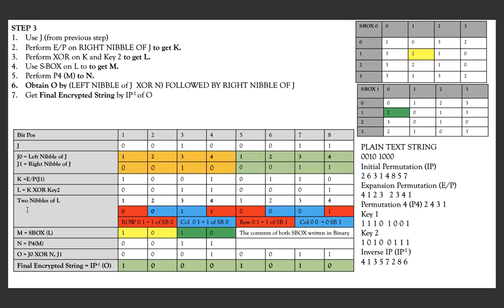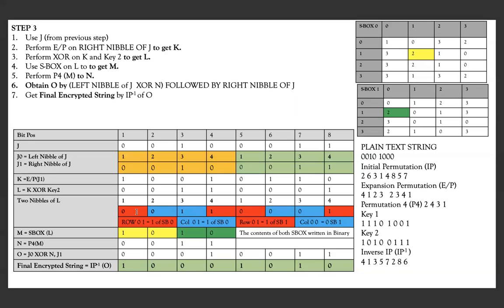Now we're going to perform S box on L like we did before. We got the left nibble of L and the right nibble of L. The outer bits of my left nibble will be the row number of SB0, and the inner bits will be the column number of SB0. For the right nibble, the outer bits will be the row number of SB1, and the inner 2 bits will be the column number for SB1.